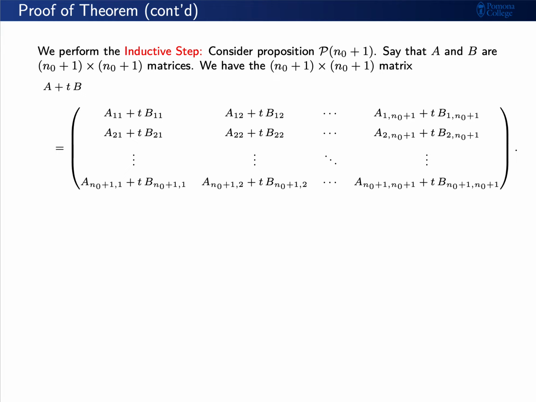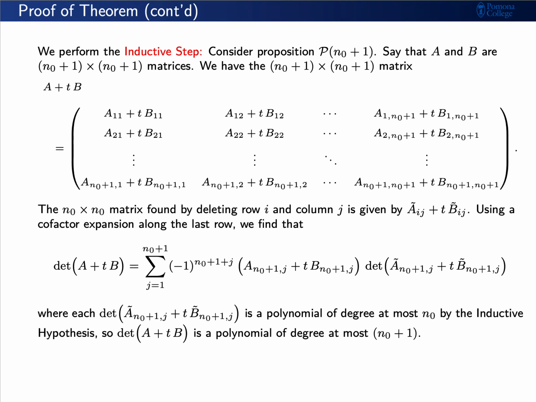Visually, our matrices look like this. A plus t times B will be the matrix that you see here on your screen. We can now consider the n0 by n0 matrix found by deleting row i and column j. This, of course, is given by a tilde ij plus t times b tilde ij. By looking at the definition of the determinant and expanding along row i, we then see that the determinant of A plus t times B is a sum of a linear polynomial, a_ij plus t times b_ij, times the determinant of a smaller n0 by n0 matrix.